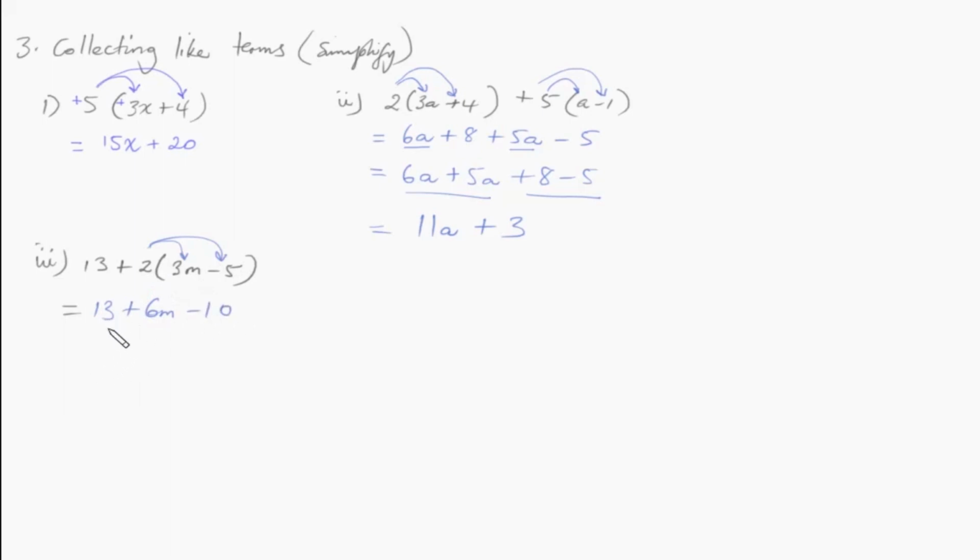Okay? So we have 3 terms. Now, these two are like terms because they are both constants. Now we are going to have 13 minus 10. This is collecting like terms, plus 6m. Now we simplify 13 minus 10. It's 3. Then plus 6m. This is the answer. That is the answer.